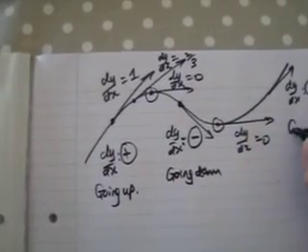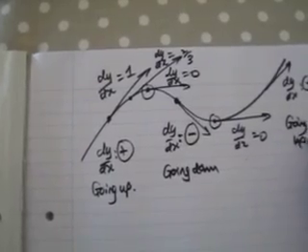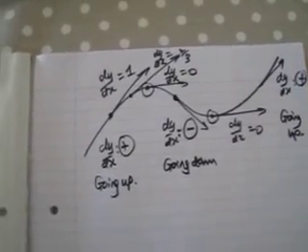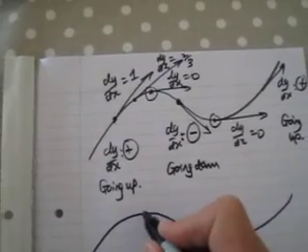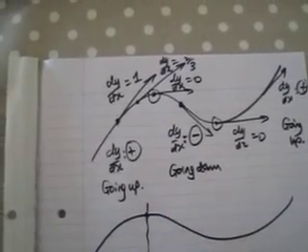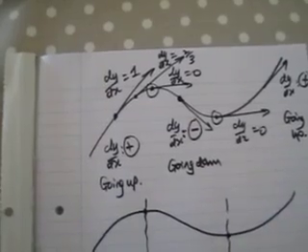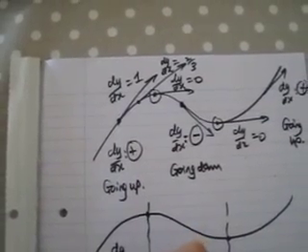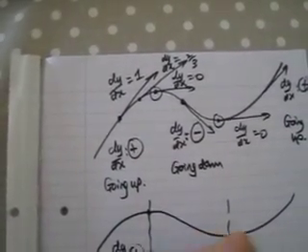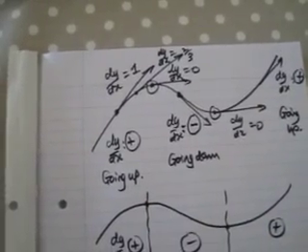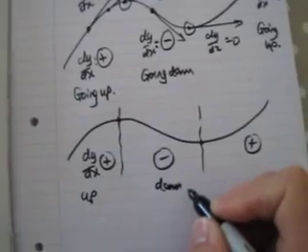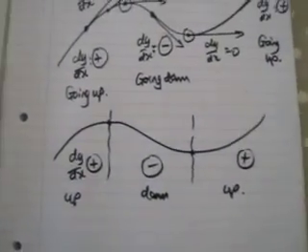If dy/dx is a plus, it means I'm going up again. If dy/dx is 0, it means I'm going straight across. Okay, so let's just look: there's where dy/dx is 0, and there's where dy/dx is 0 again. So here you've got dy/dx plus, here you've got a minus, and here you've got a plus. Over here I'm going up, in the middle I'm going down, and over here I'm going up again.